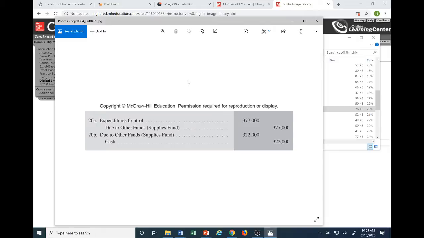It also says that they remitted $322,000 in cash. So the entry for that is going to be a debit to due to other funds, supplies fund, and a credit to cash for $322,000. With this payment, why did we debit due to other funds, supplies fund? You're paying off what was due. So we're reducing that 377 by 322,000. And obviously cash is being credited because we're sending it to the supplies fund from the general fund.